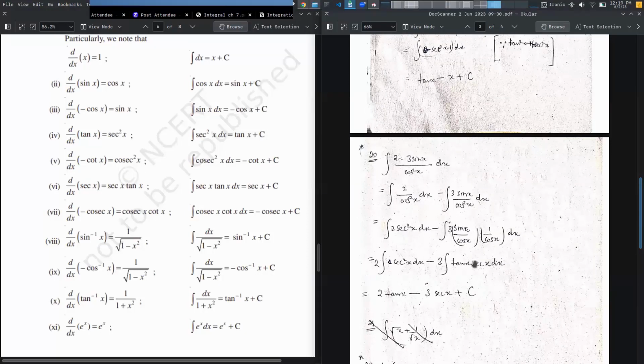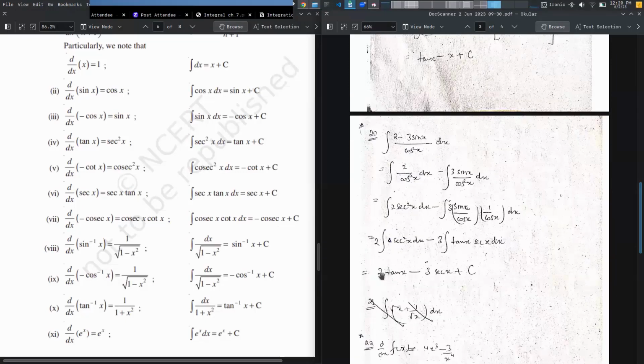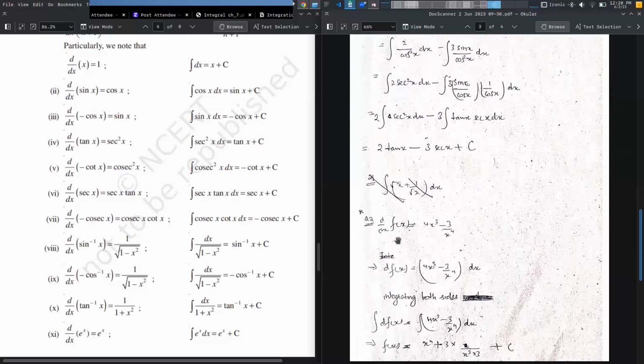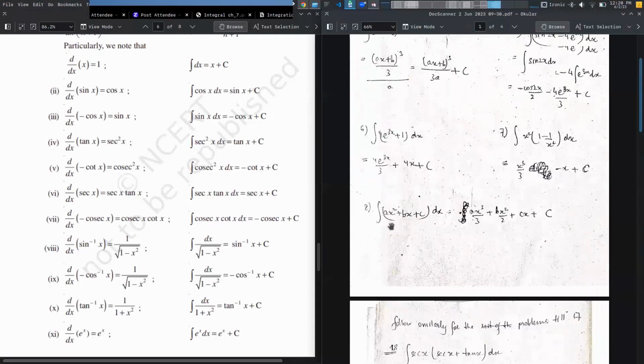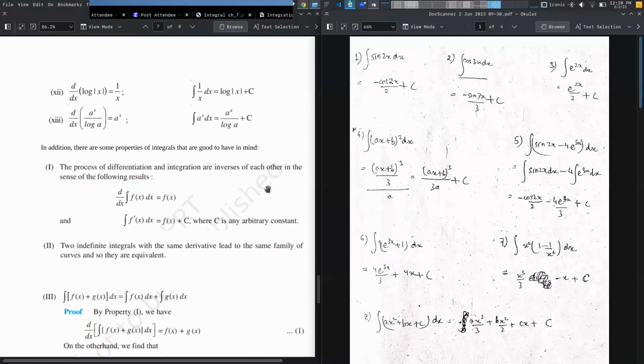Now you see it will be sec x times tan x times sec x, and for this we have the antiderivative of sec x tan x. You know it's sec x only. So we can write here 2 tan x minus 3 sec x plus c, and thus we could solve this easily. Now you would know how to solve the basic examples. So let us get to a few more bits.